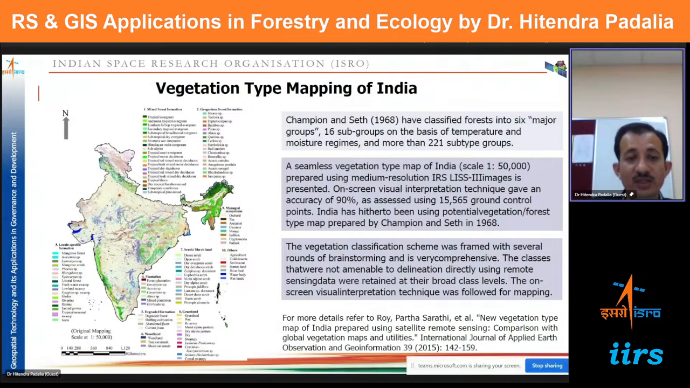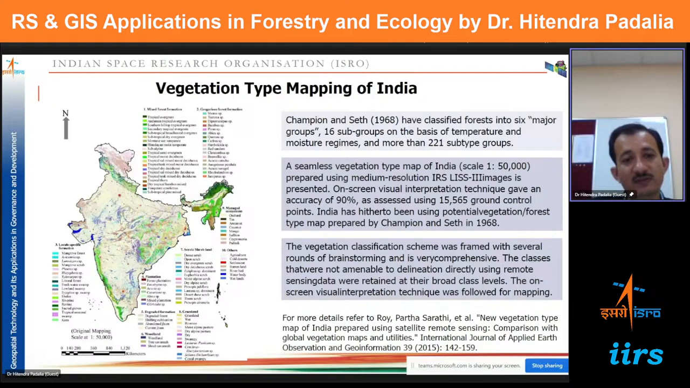And then if you are really going for ecosystem studies, ecosystem dynamics study, maybe you need a community type map. And sometimes many species are valuable from a commercial point of view, so you need species information also. So a vegetation type map, which is quite comprehensive, can actually meet all these requirements. One of these vegetation type maps was prepared using Landsat satellite remote sensing data for the entire country.